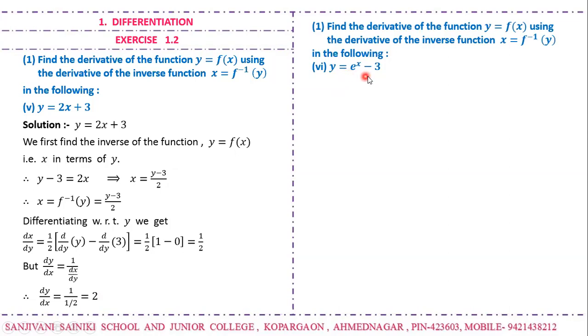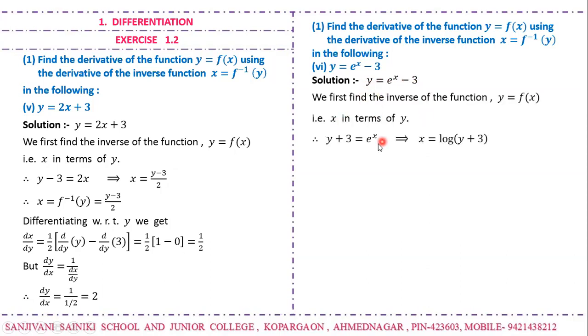Next, y is equal to e raised to x minus 3. Here this minus 3 will come to this side and we get y plus 3 is equal to e raised to x. Now taking logs on both the sides, we get log of y plus 3 is equal to log of e raised to x, but log of e raised to x can be written as x log e, and log e is 1, so we get x only. So x is equal to log of y plus 3. This is the inverse function.